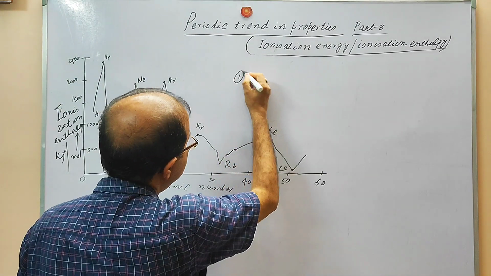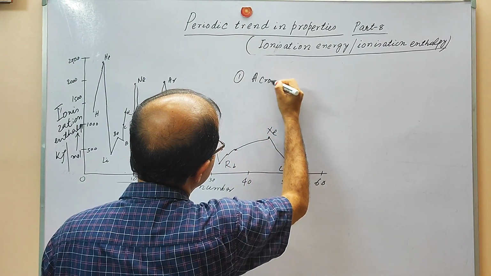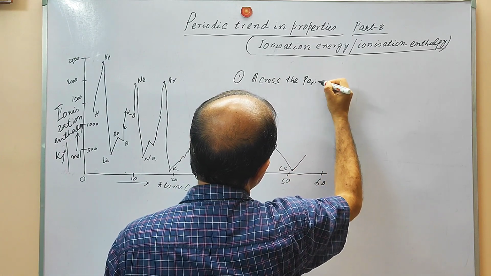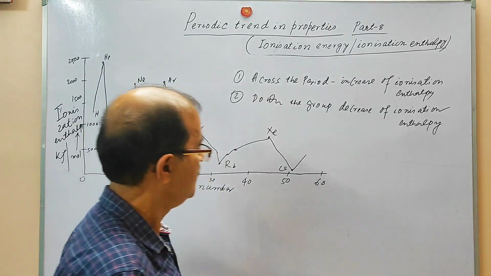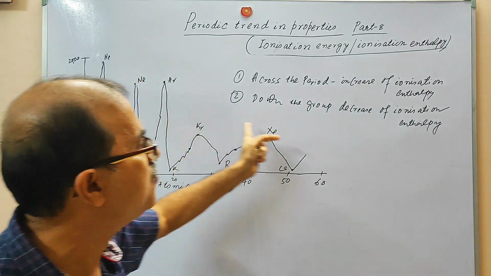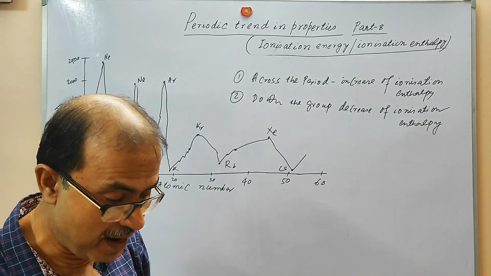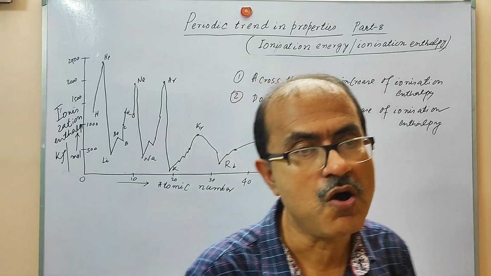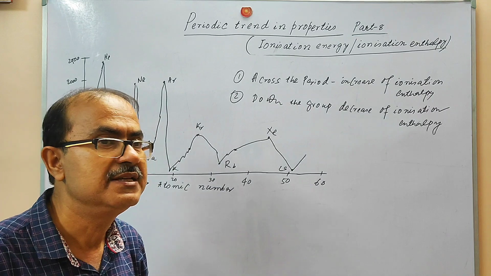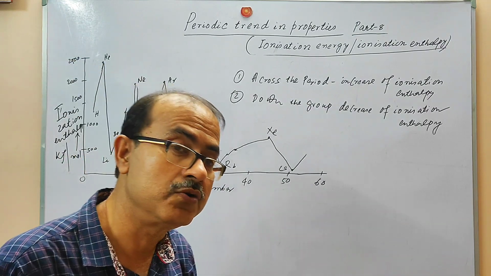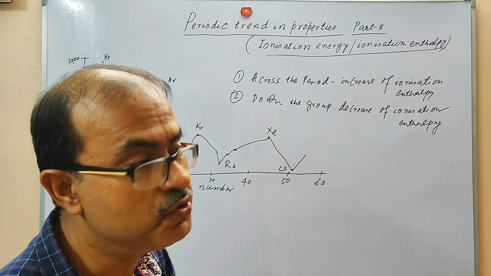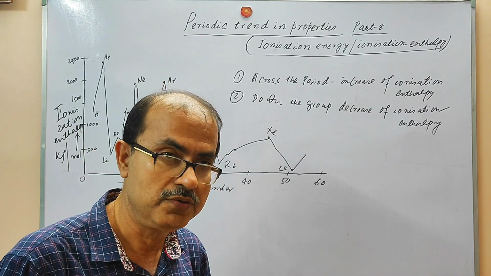So we can write the general trend. Across the period, there is an increase in the ionization enthalpy, and down the group, a decrease in the ionization enthalpy. But there is an exception to this general trend that we can observe in the second period elements, and also in the third period elements.